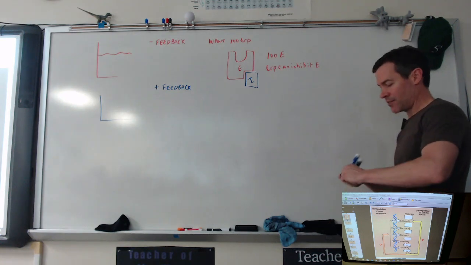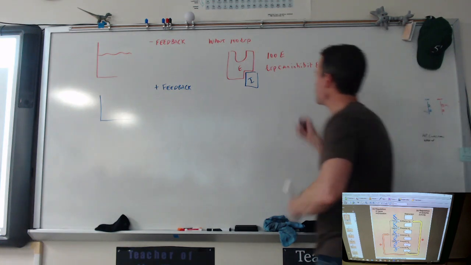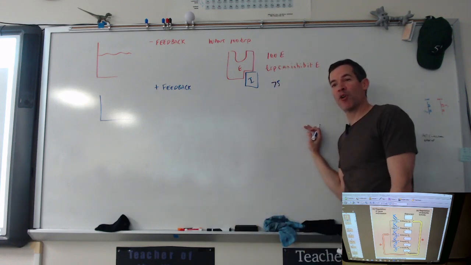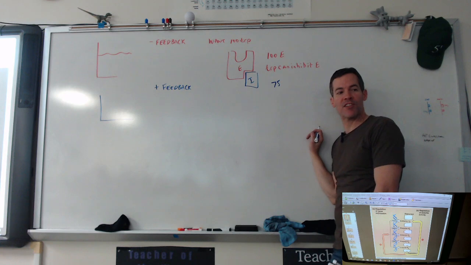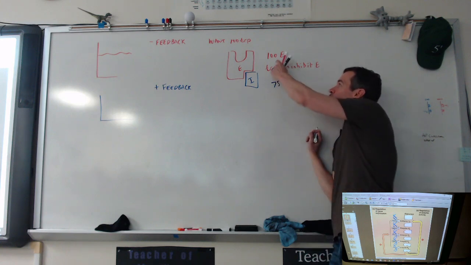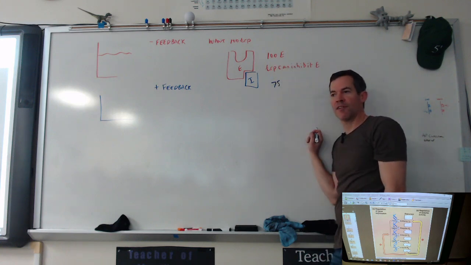If I've made 75 tryptophans, what's the maximum number of enzymes I could turn off? I've made 75 tryptophans, so how many enzymes could possibly be off? 75. So wouldn't there still be 25 of them that are on? And what would they be making? Tryptophan. So I'm going to keep making tryptophan.